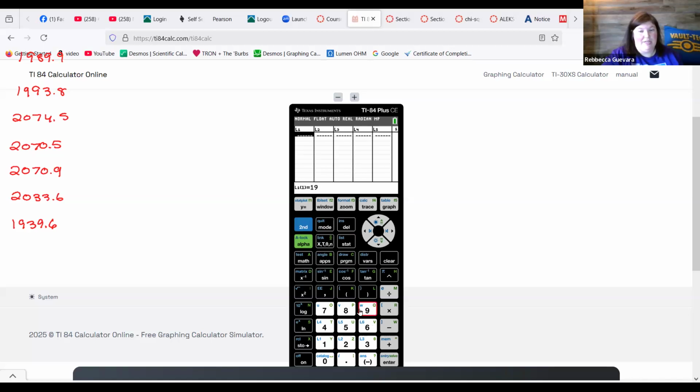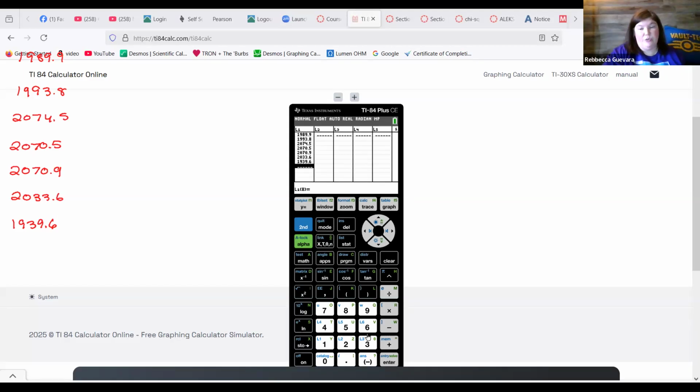So 1989.9, 1993.8. And I'm going to pause this a second and enter the rest of the data so you don't have to sit here and watch me do it. Okay, so there's all the data that was over here on the side entered in.